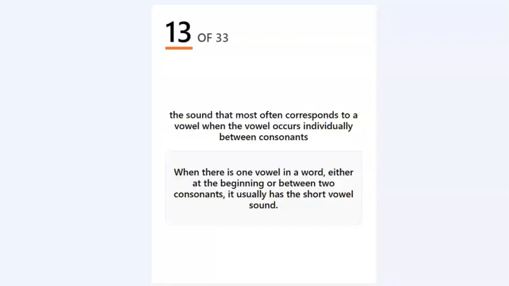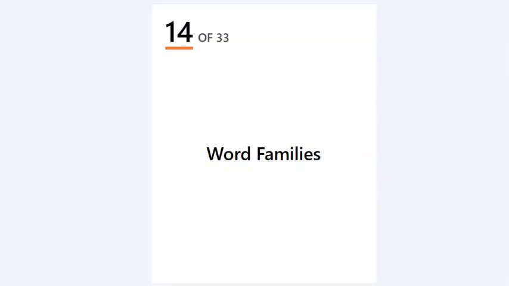Short vowel. The sound that most often corresponds to a vowel when the vowel occurs individually between consonants. When there is one vowel in a word, either at the beginning or between 2 consonants, it usually has the short vowel sound.